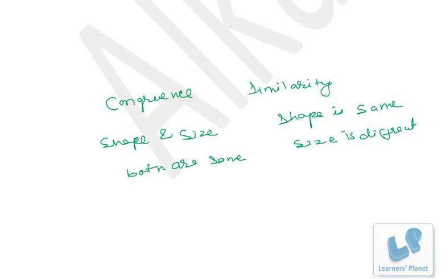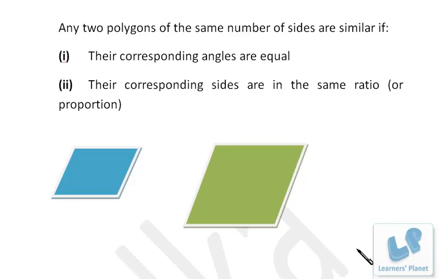Okay. Now friends, we have just discussed the concept of similarity for the circle, for the square, and for the triangle, right? The same theory can be extended for any polygon, right? So any two polygons with the same number of sides will be similar if their corresponding angles are equal and their corresponding sides are in the same ratio, or maybe we can say proportion.